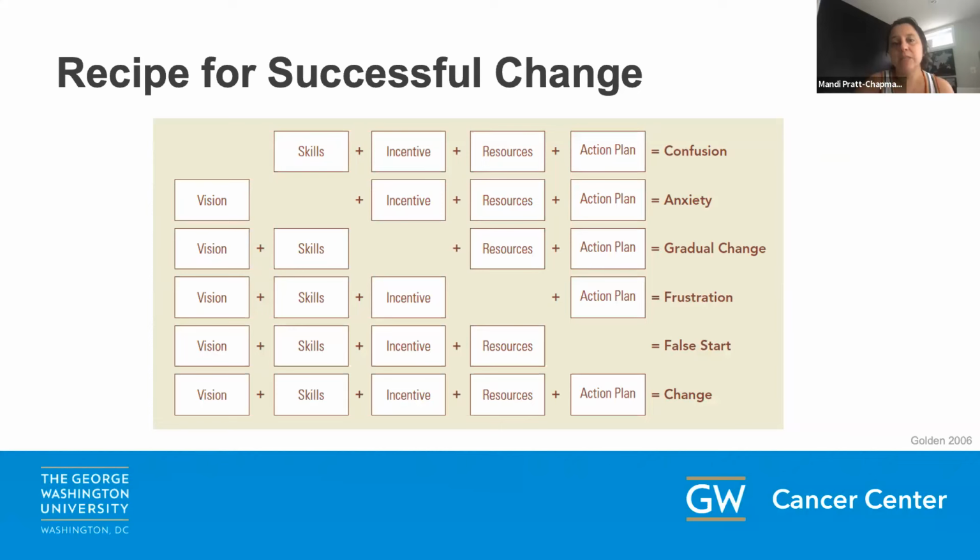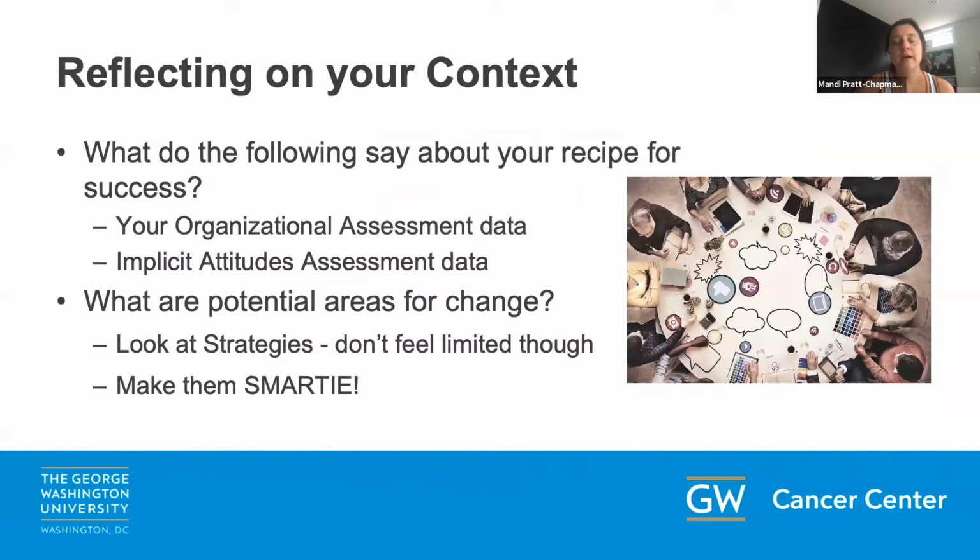And that's really what we're trying to do today, is get you launched with an action plan. So that if you have the vision of where you want to go, the skills on the team to get there, the incentive to get there, resources to succeed, and your action plan, then that's really a recipe for change.